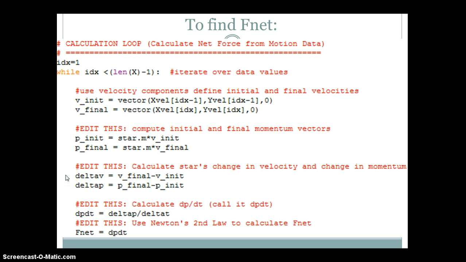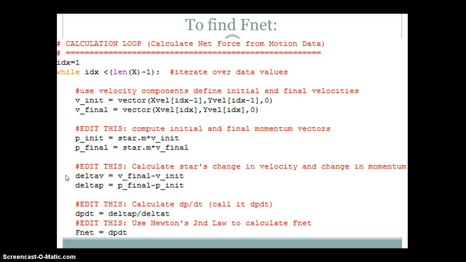We used a while loop with the index as a loop variable. For each value of the index variable, we first formed v initial and v final from the velocity components in the list. Then, we needed to go through all of the steps to obtain delta p over delta t. All these lines had to be changed to what you see here.